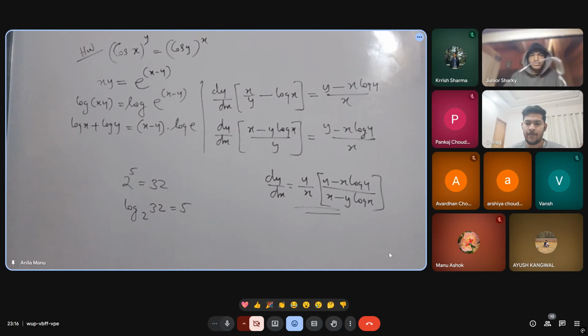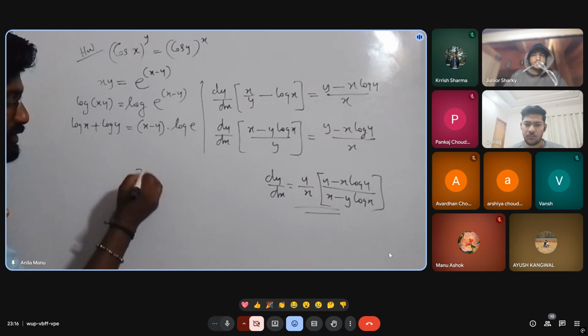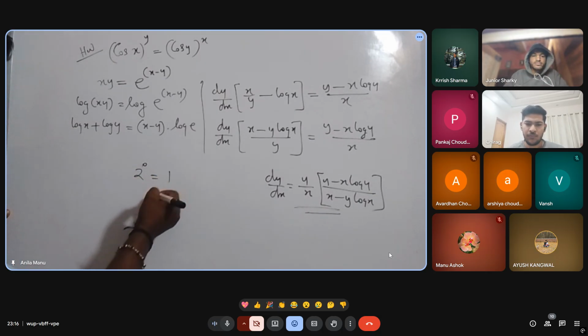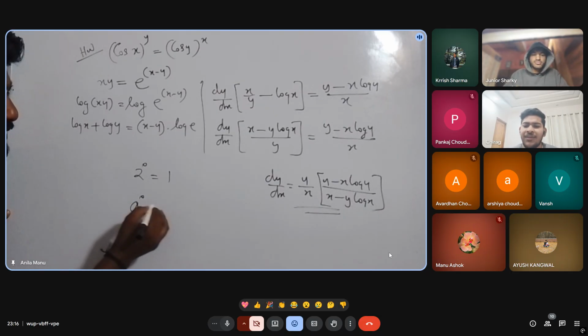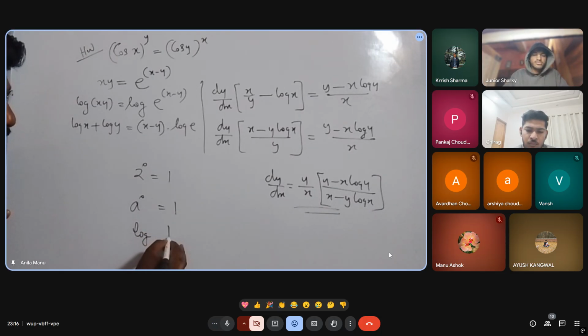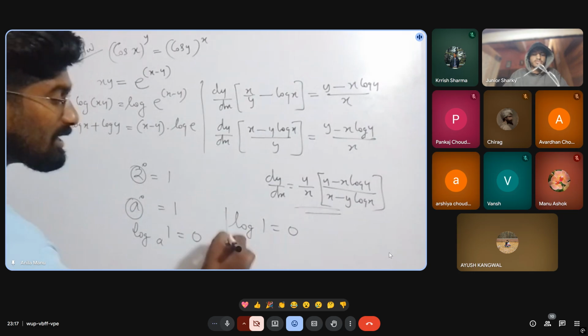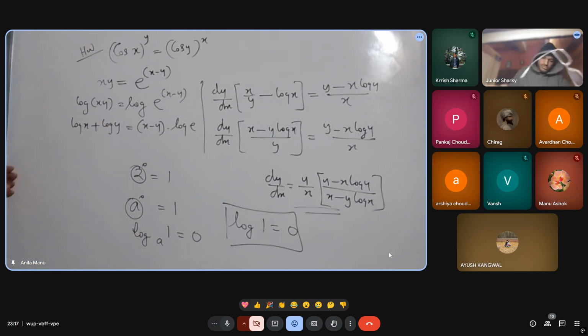Suppose I write 2 raised to 0, what is 2 raised to 0? It is 1. Any number raised to power 0 is 1, right? So I can generally write a raised to 0 is equal to 1. So you can write log 1 to any base, that is going to be 0. That is why we have the property log 1 is equal to 0. Did you get the idea? Note it there, important one. Log 1 is 0.